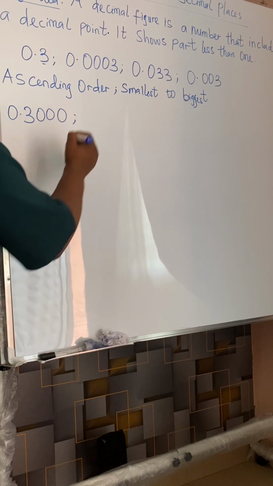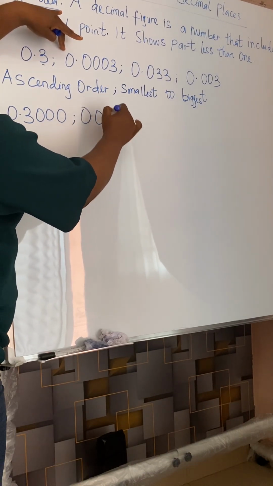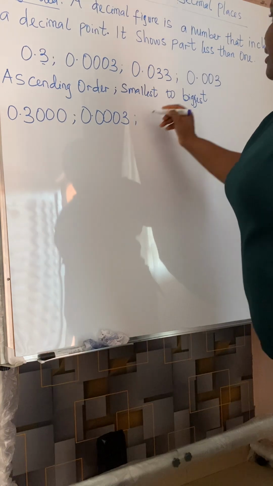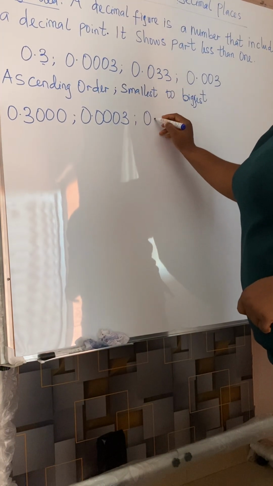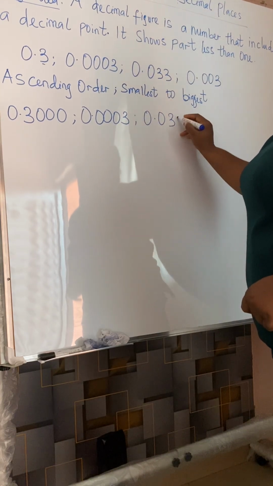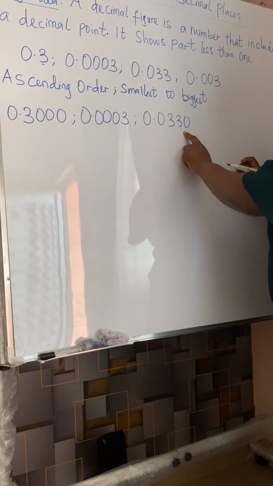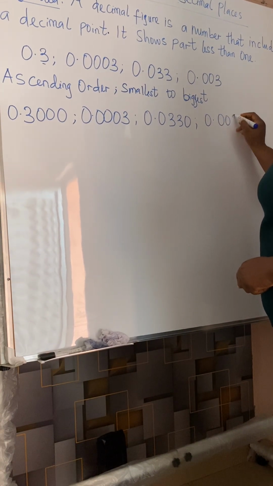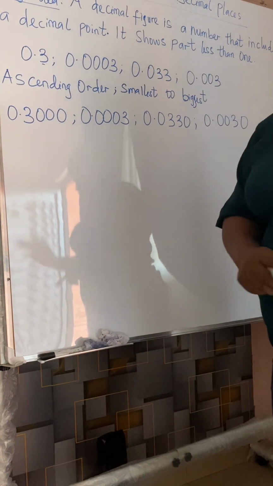And the second number I have here is 0.0003. The third number here has 1, 2, 3 decimal places, so I can also say 0.033. Then I add one more 0 so that it is 4 decimal places. And here, 0.003, 3 decimal places. I also add one more 0 so that it is 4 decimal places.